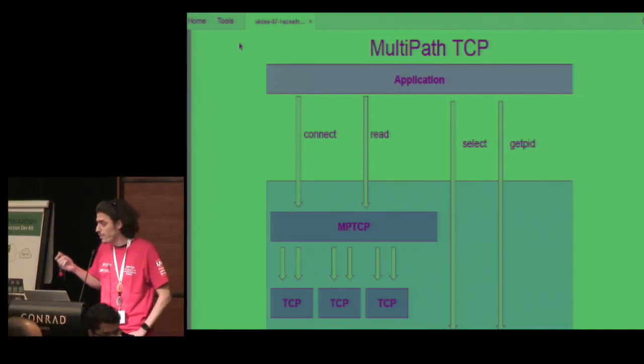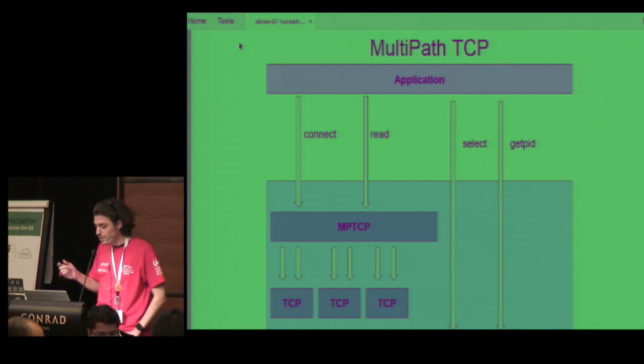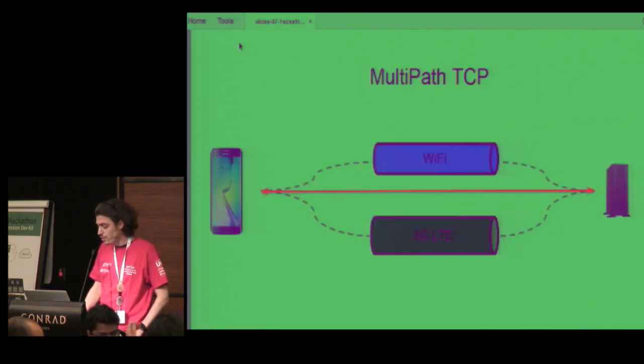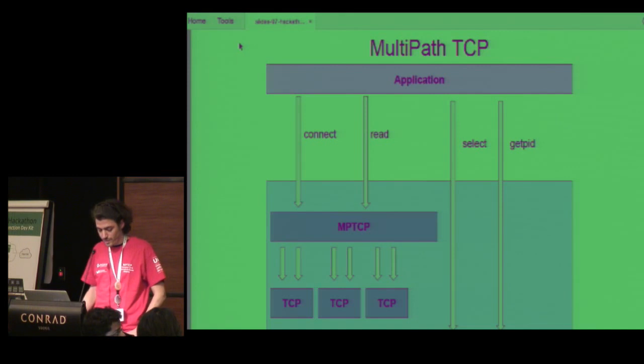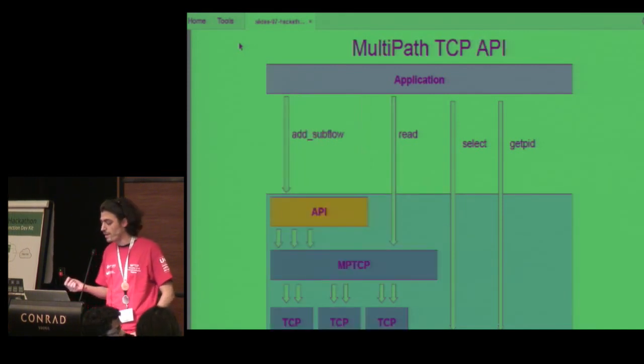About how to establish subflows, for the moment the kernel makes the decision. In the default mode, which we call full mesh, you will just establish a full mesh between the interfaces of the server and the client. So the kernel making all the decisions was sometimes not desirable. So what we did is we added the API.